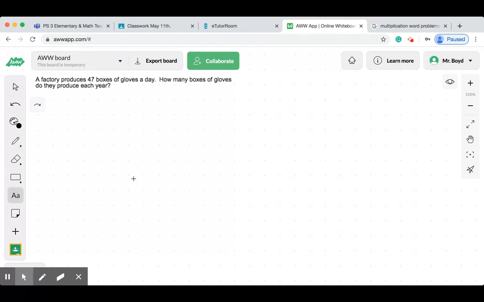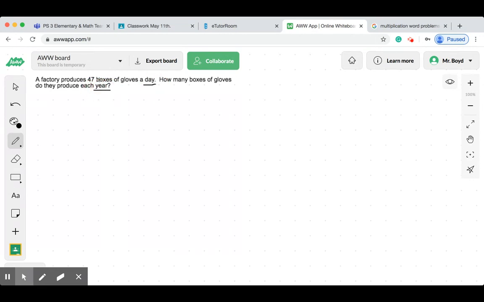A factory produces 47 boxes of gloves a day. How many boxes of gloves do they produce each year? Well, let's read it one more time just to make sure we know what it's asking us. A factory produces 47 boxes of gloves a day. How many boxes of gloves do they produce each year?